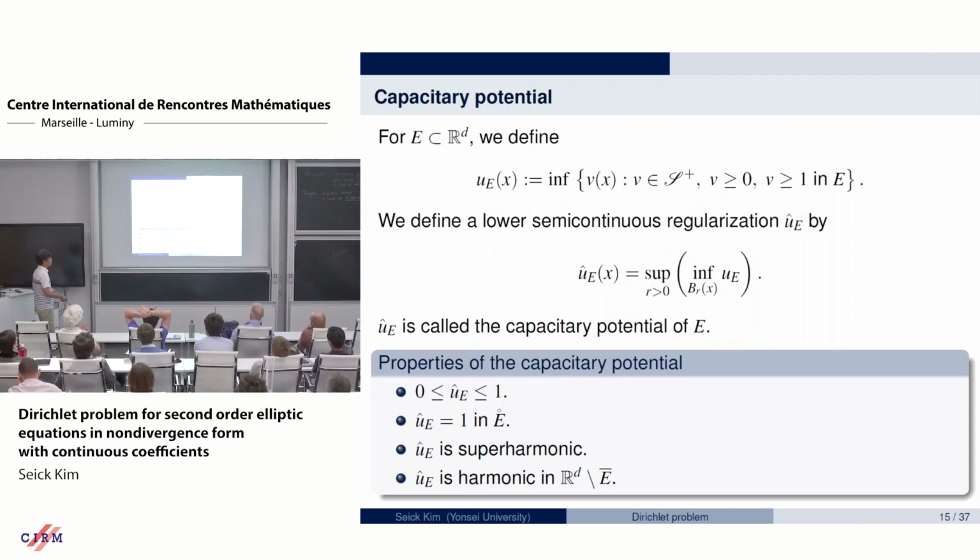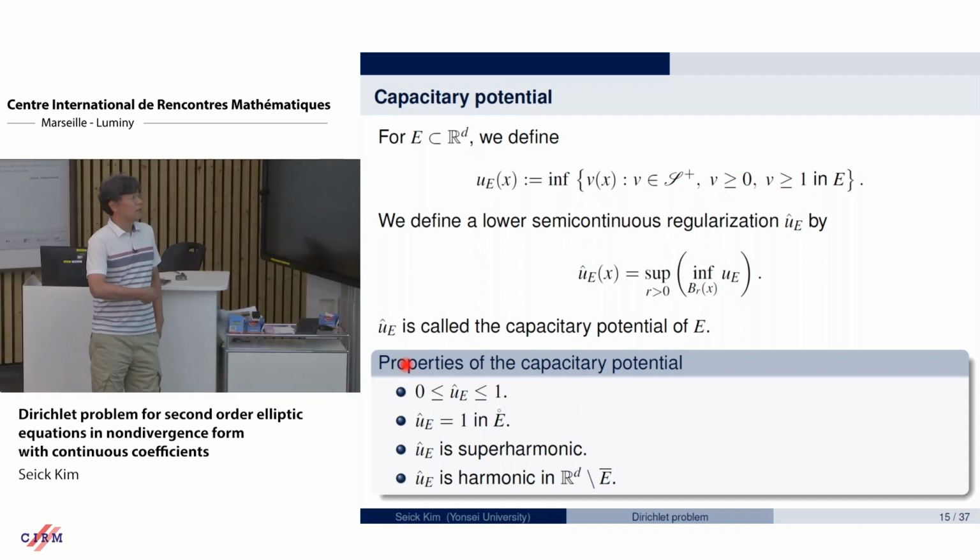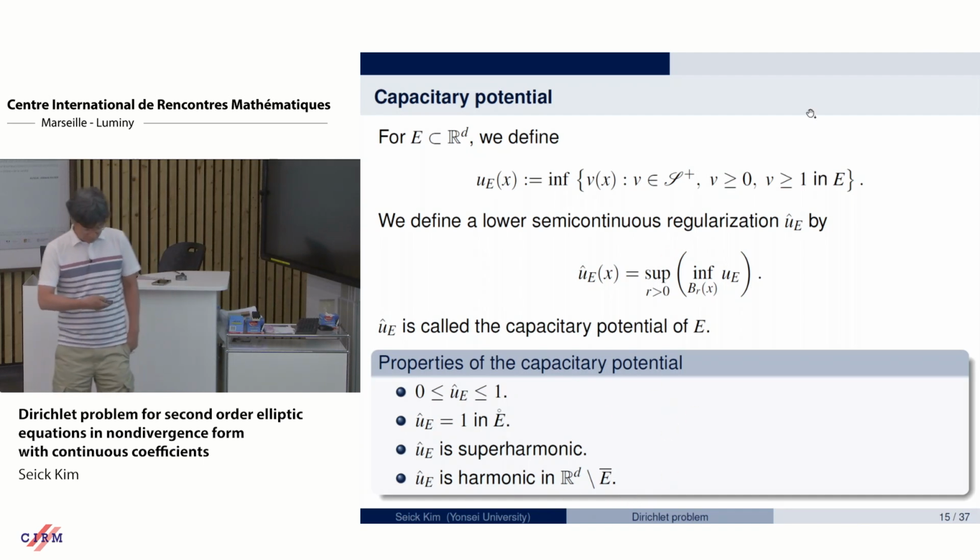So basically, if you think about the earlier solution, u is 1 on the boundary, and this is harmonic outside. The property of the capacity potential is that it's between 0 and 1, and in the interior it is just 1, and outside of this set it becomes harmonic, and overall it is superharmonic. That's how you characterize the capacity potential.